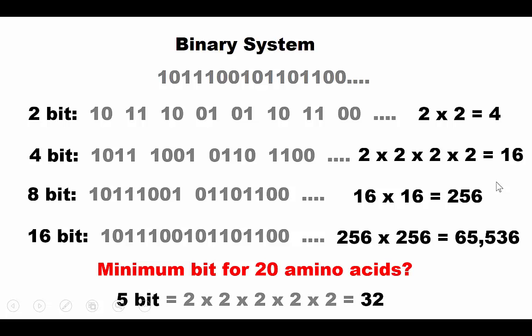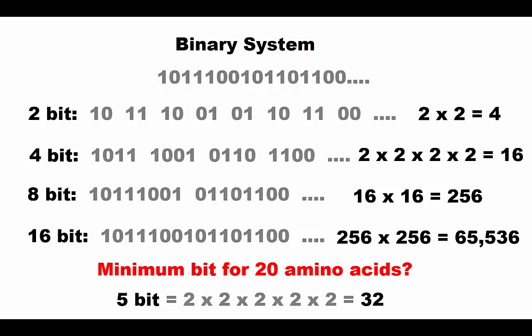Then how about 5-bit? Yes, if it's 5-bit, then we can encode 32 different pieces of information. Then maybe that's enough to code 20 different amino acids. Then, if 20 have been used, we still have 12 left over, right? How can you use those 12 leftovers?